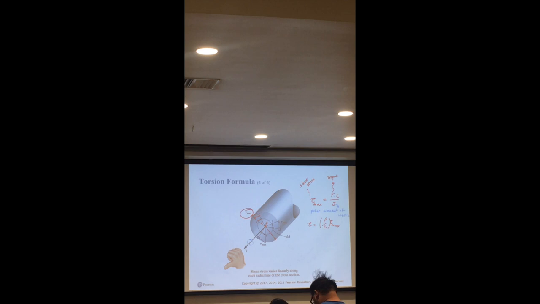What is tau? No. Yeah. That's not my question. I'm just curious why they use C for radius instead of R. You know what I mean? I have no idea. Okay. Don't ask me that question.